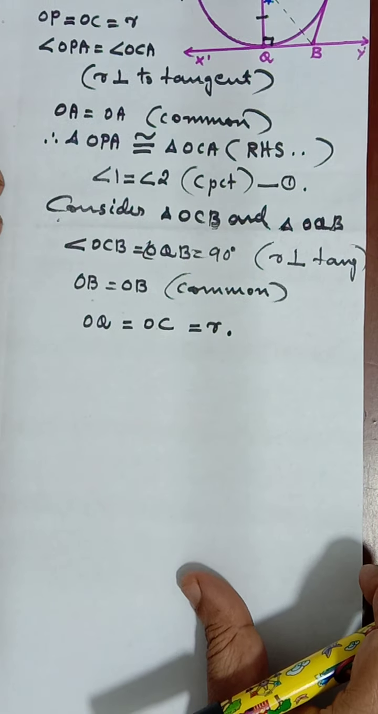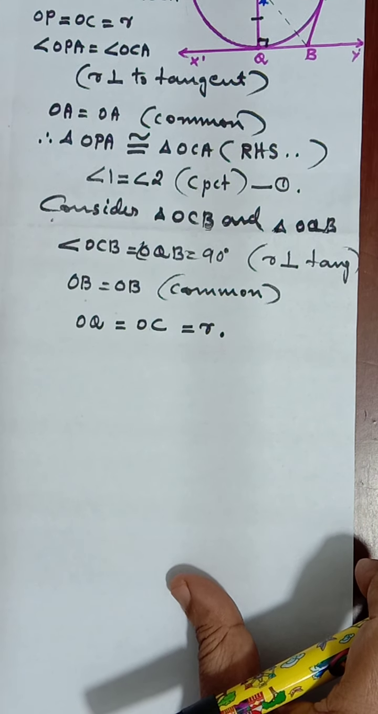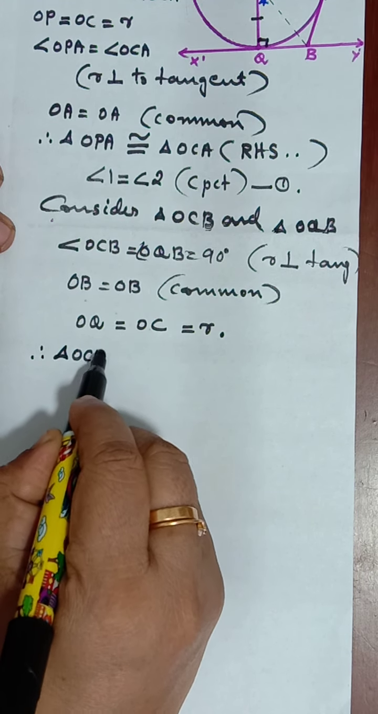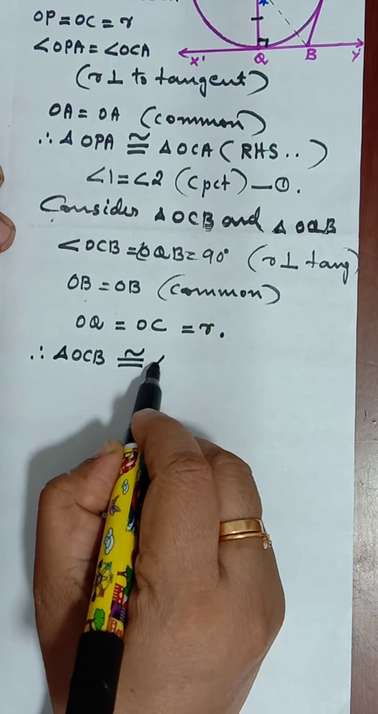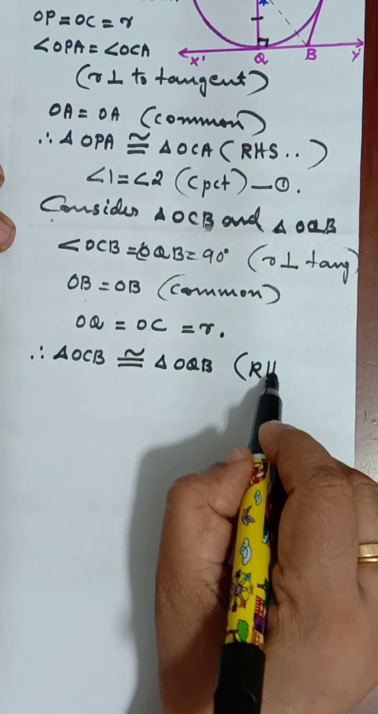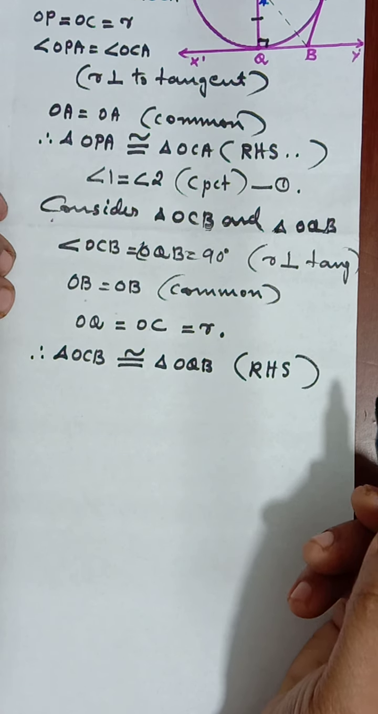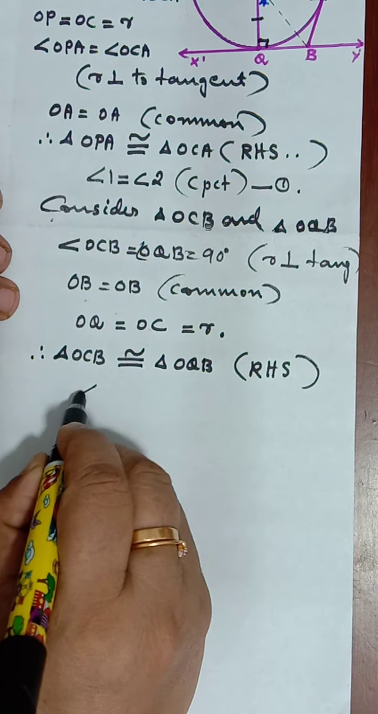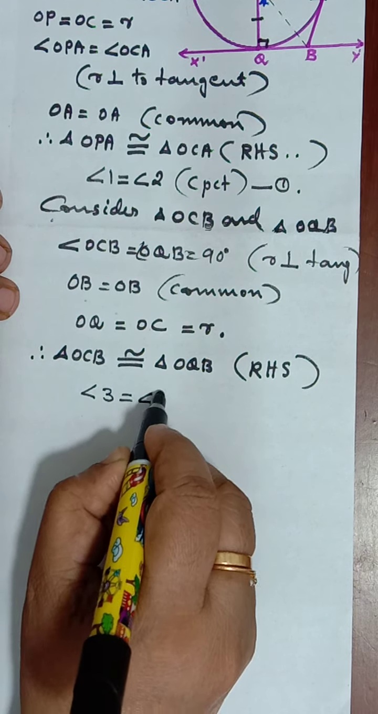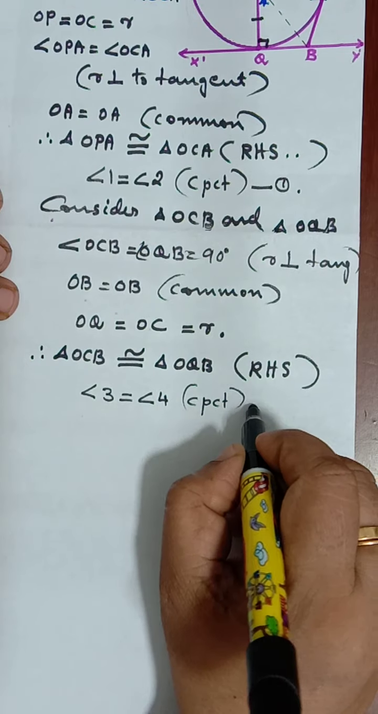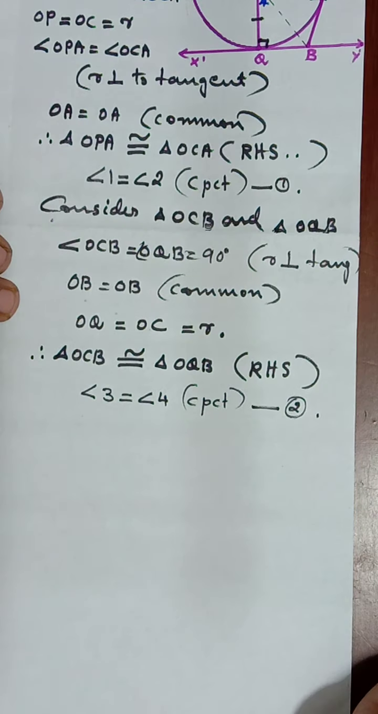Now we have to compare and we have to write the congruence. That is triangle OCB congruent to triangle OQB. It is RHS congruence rule. Always try to write all the steps. So what are we getting? Angle 3 is equal to angle 4. CPCT, corresponding parts of congruent triangles.